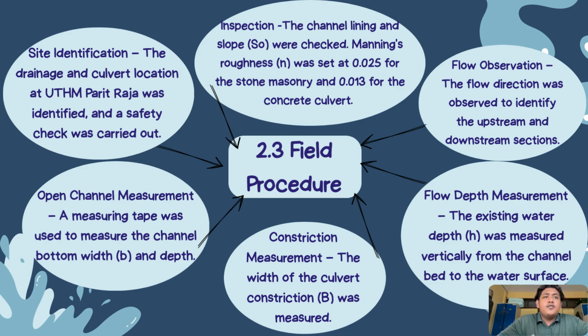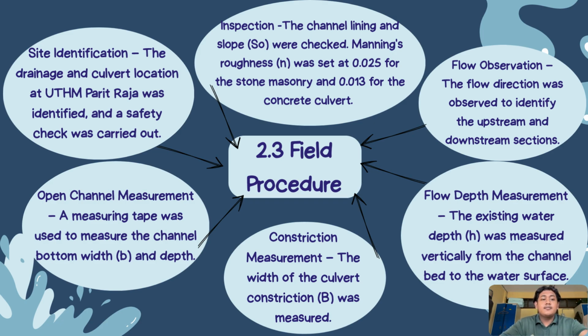Okay, then flow observation. The flow direction was observed to determine the upstream and downstream sections of the channel. After that, the flow depth was measured. The existing water depth was measured vertically from the channel bed to the water surface. The open channel dimensions were also measured, using the measuring tape to determine the channel bottom width and the channel depth. Finally, the covered constriction width B was measured to obtain the required dimension for the hydraulic analysis.